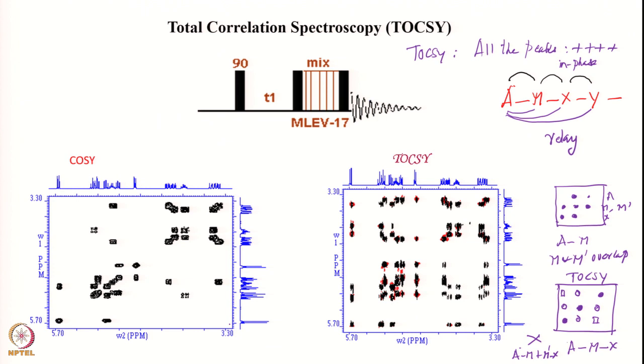It is not so much dependent on the magnitudes of the coupling constant, although to some extent it does, because the mixing time depends on what coupling constant you should use. So, how much is the mixing time? Suppose I say tau m is a mixing time, okay. This depends on the ranges of the coupling constants.